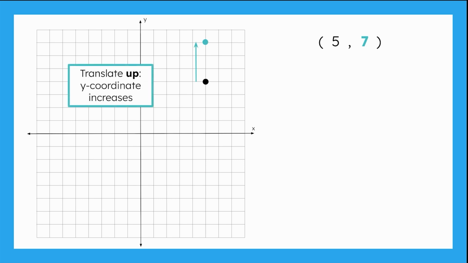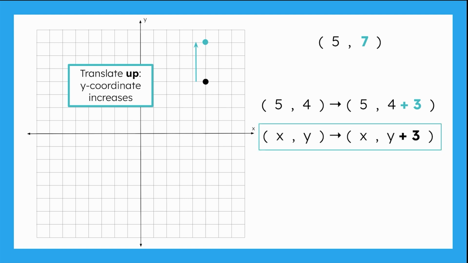As we translated the point up, the y-coordinate increased and the x-coordinate stayed the same. That makes sense. Since we're only moving vertically, only the y-coordinate will change. The starting point at 5, 4 translated up 3 units, so the y-coordinate of 4 was increased by 3. What will the coordinate notation look like for this translation? Using just x and y, we can write it like this.